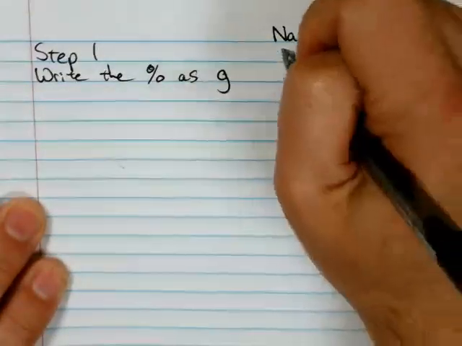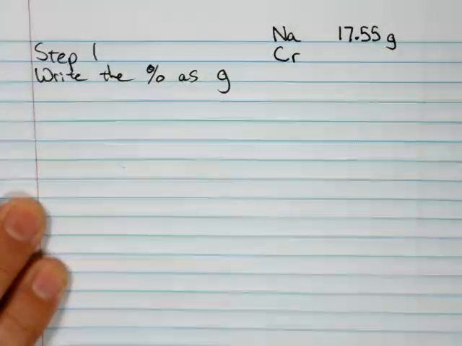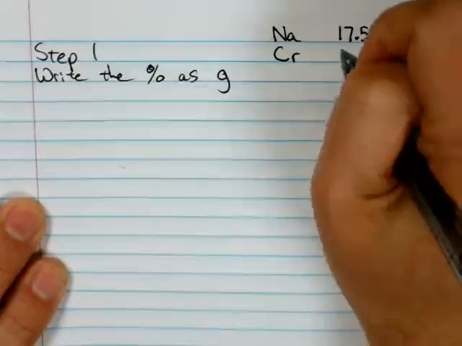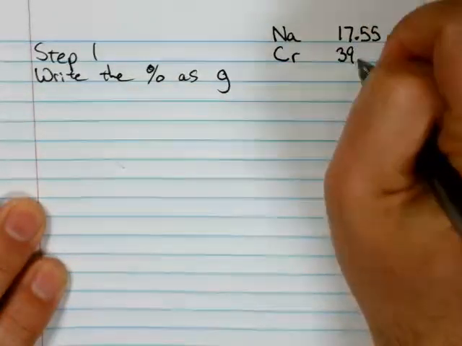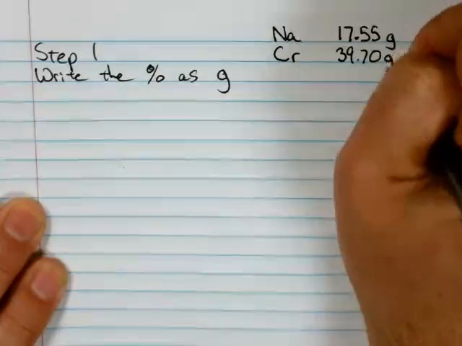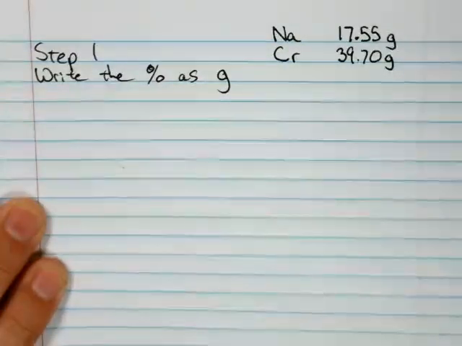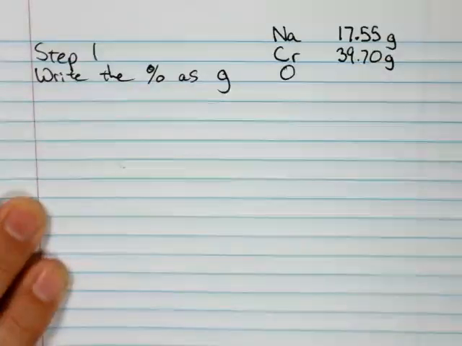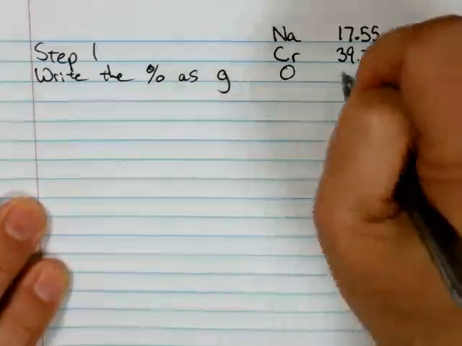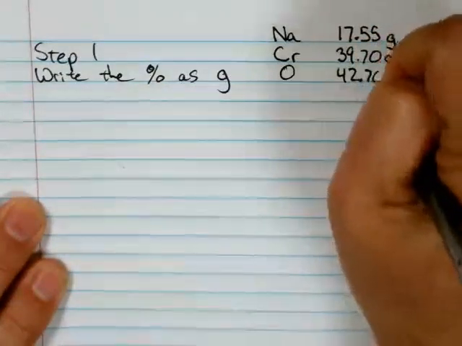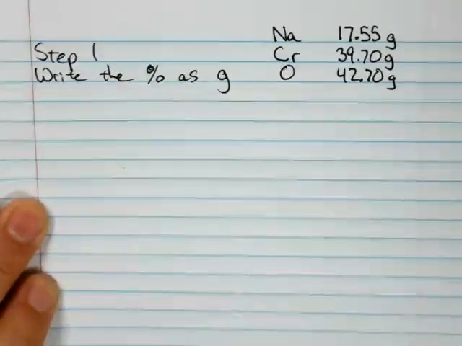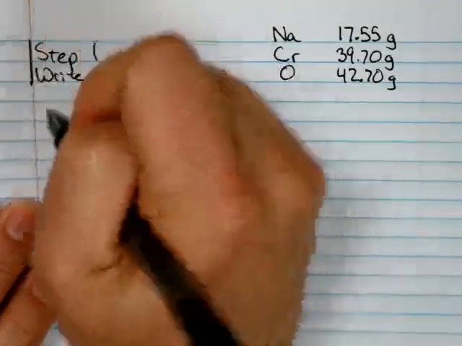Then next you have chromium. And chromium was 39.7%. Is that correct? 39.7%. We're going to call that 39.7 grams. And then your oxygen, 42.7. Is that right? 42.7 grams. So instead of writing it as a percent, we're writing it as a mass. So that's step one.